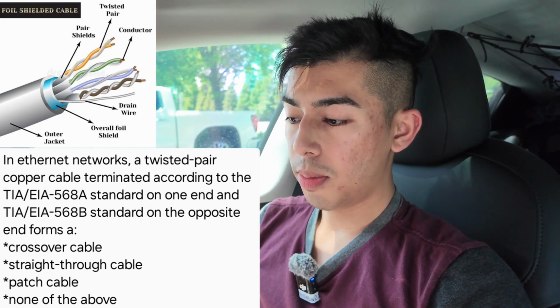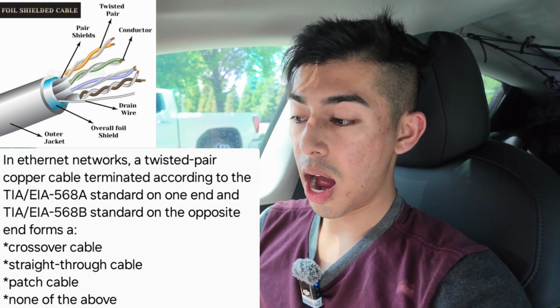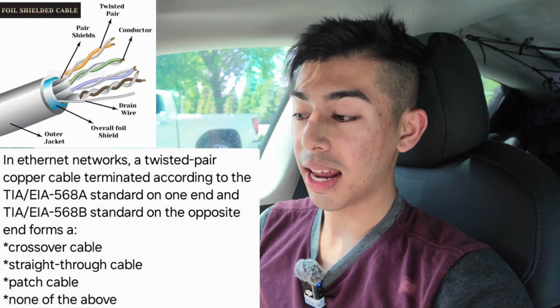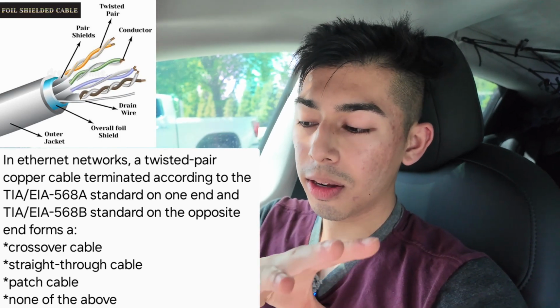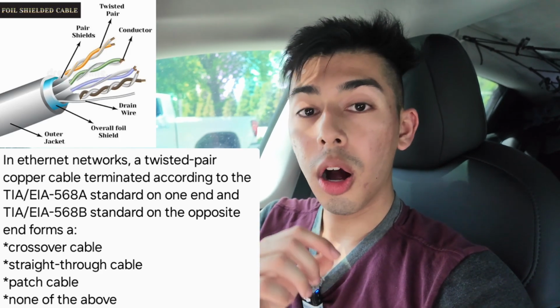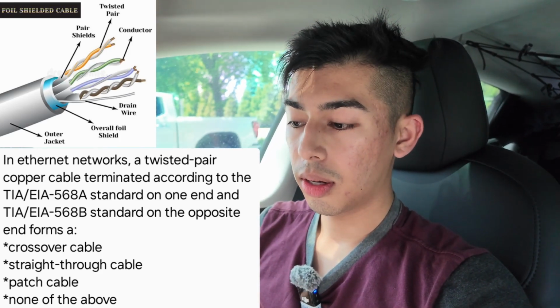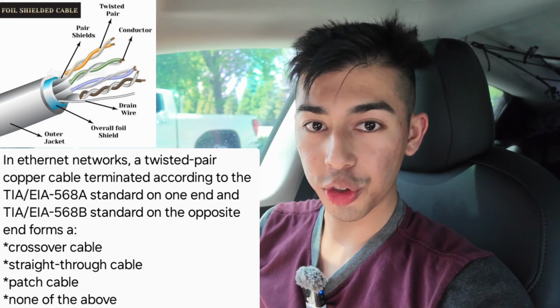So if we have a twisted pair copper cabling terminated according to the TIA/EIA-568A standard on one end and the TIA/EIA-568B on the other end, since they're separate, they're 2 different things, we're going to have a crossover cable.